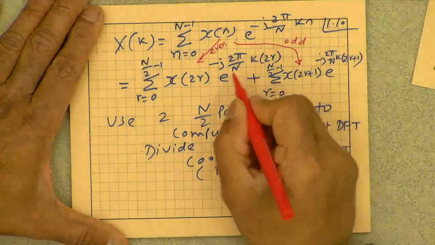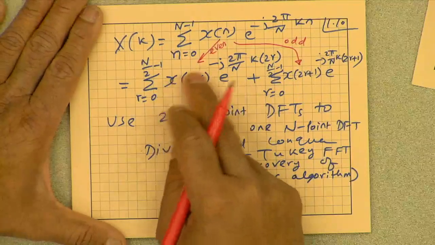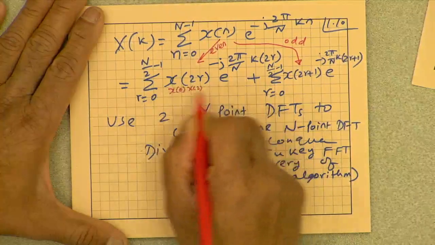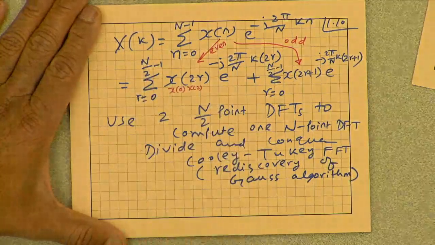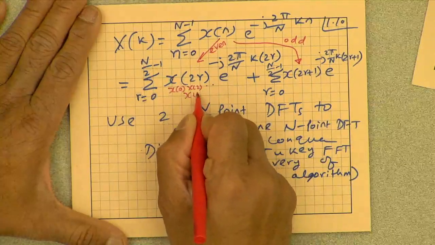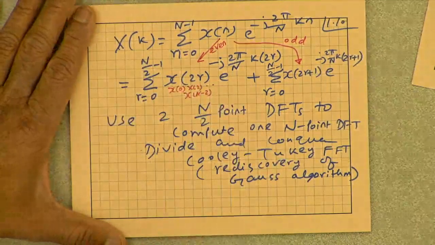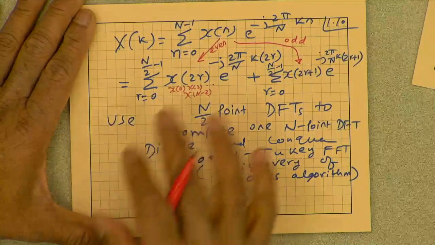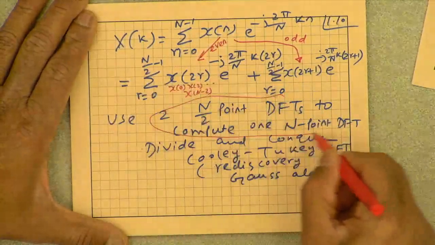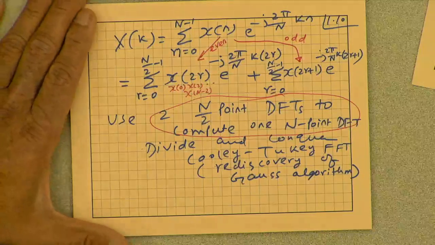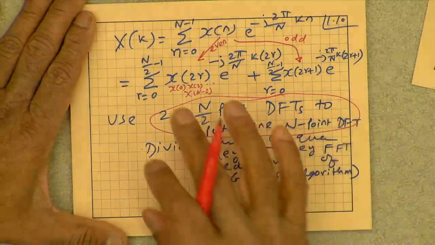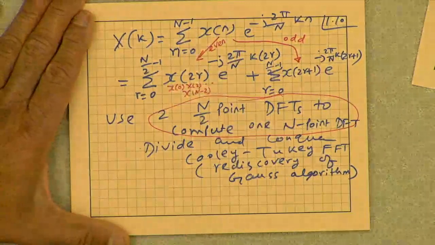Now, this x2r really contains half the number of samples. So this will contain x0, x2, etc., up to x of 2 times n by 2 minus 1, which is xn minus 2. I have assumed n is even at least, not necessarily a power of 2. It becomes a power of 2 when you apply the same concept of divide and conquer recursively and go down to the 2 point DFT, which is the butterfly. At that point, we would assume n to be a power of 2, but not in this equation. This equation simply assumes n is even.